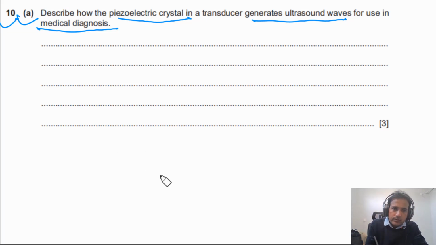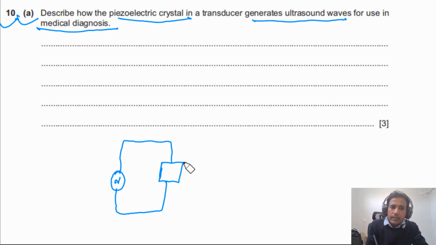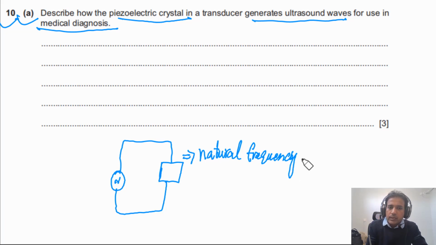So if we have the crystal, imagine that this one is the crystal, we can apply alternating PD across this one. And the natural frequency of this crystal is in the ultrasound range. So the size, the dimensions of this crystal are very important. When we manufacture this, we need to consider the dimensions of this piezoelectric crystal. So its natural frequency should be in the ultrasound range, meaning greater than 20 kilohertz.